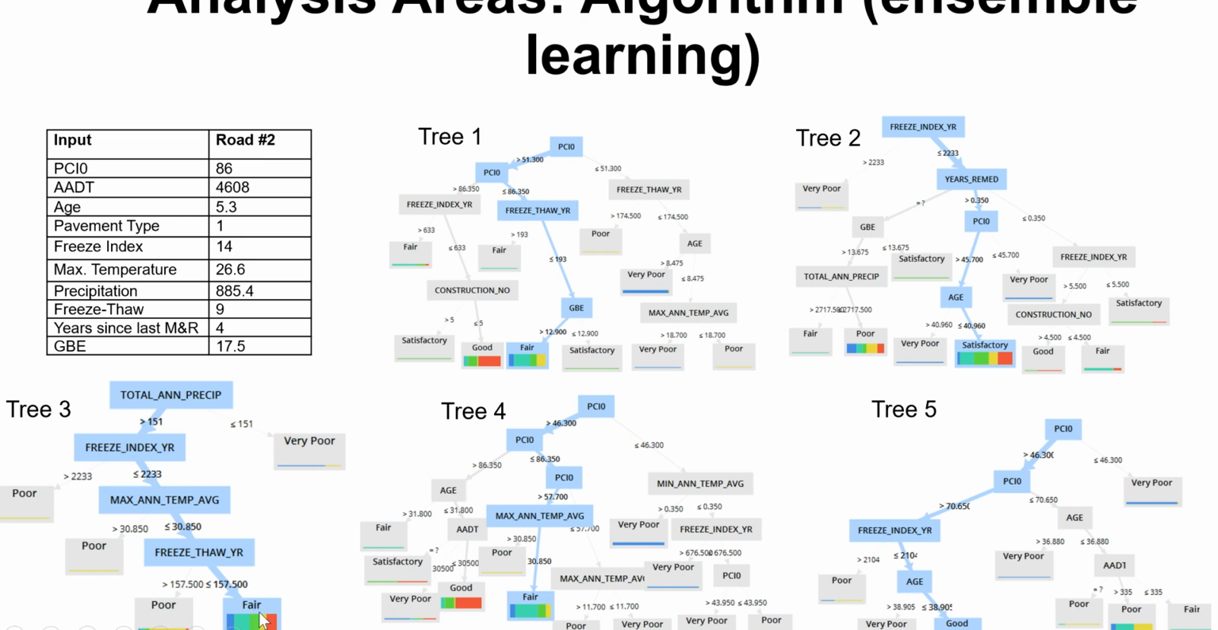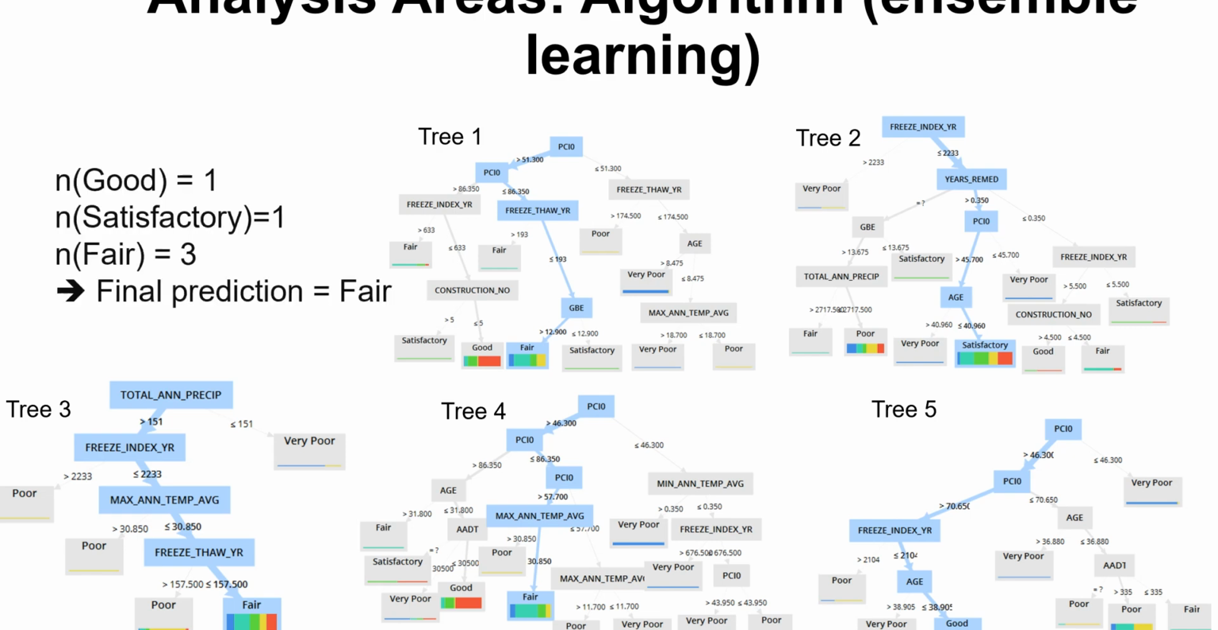The way we finalize the prediction and aggregate all these results is, in some cases, by taking a majority vote, and in some cases by using a panel of experts. If we take a majority vote here, we have 3 trees predicting fair, 1 predicting good, 1 predicting satisfactory. So we go with the majority vote, it's fair, right? This is an example of bagging, in the case of trees, random forest, right?